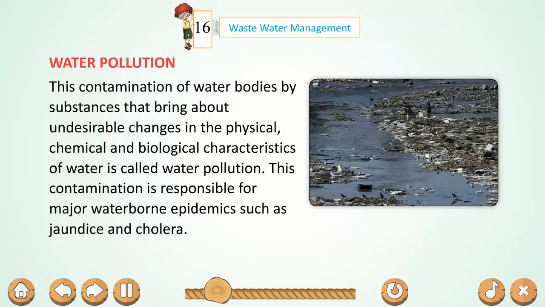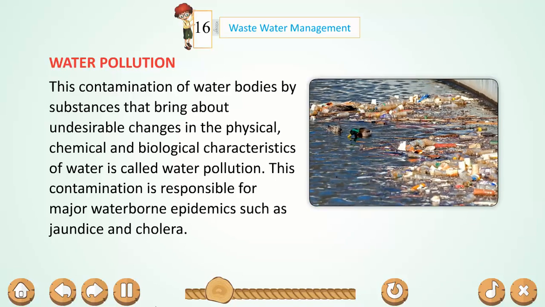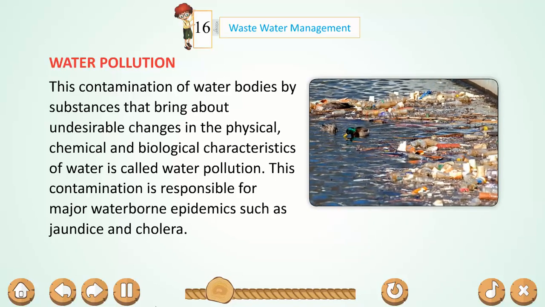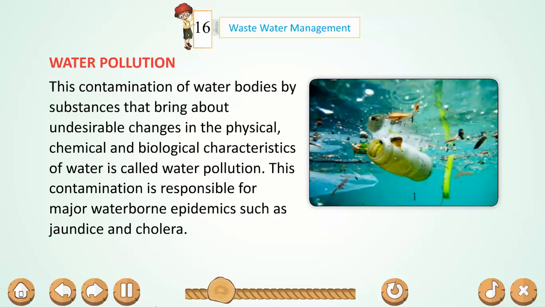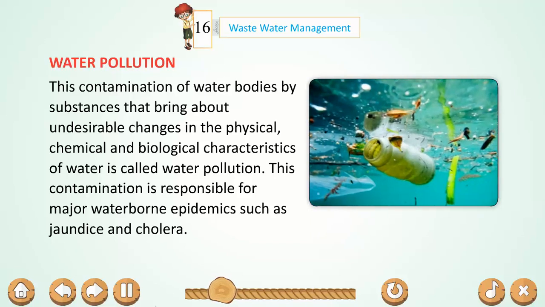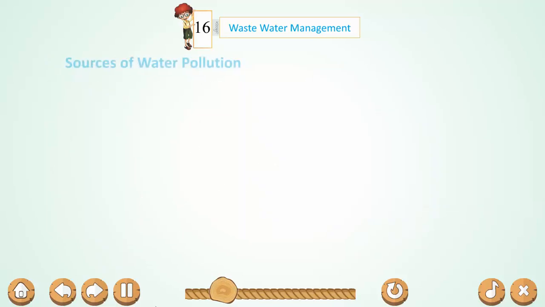This contamination of water bodies by substances that bring about undesirable change in the physical, chemical and biological characteristics of water is called water pollution. This contamination is responsible for major waterborne epidemics such as jaundice and cholera.